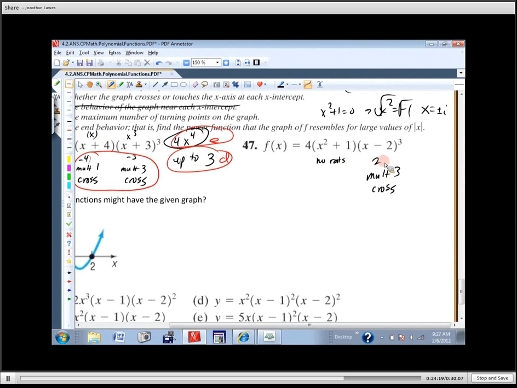So we figured out what the 0 is. We figured out its multiplicity and whether or not it touches or crosses. Okay. What power function does this look like for big values of x? What's its end behavior? So this would look like x to the third. This looks like x squared. So overall it looks like 4x to the fifth. And how many turning points can it have? Turning points up to 4. Okay? Any questions?